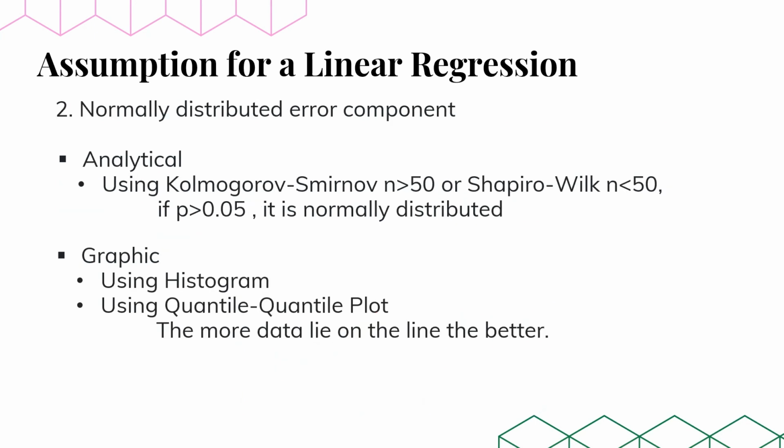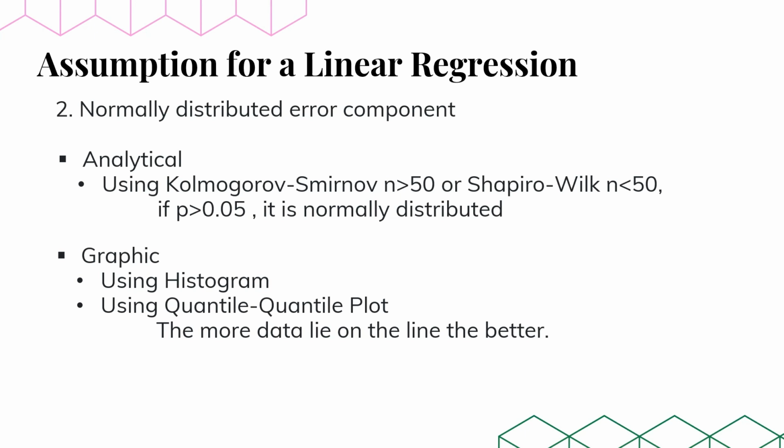For the normal distribution of the error component, we can check this analytically or graphically. For analytical, we can use the Kolmogorov-Smirnov test if our sample size is greater than 50, or Shapiro-Wilk when n is less than 50. When p is greater than 0.05, it is normally distributed.